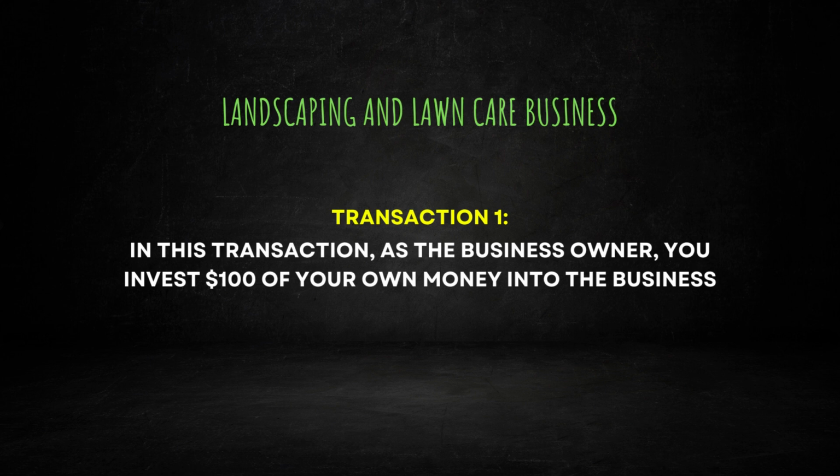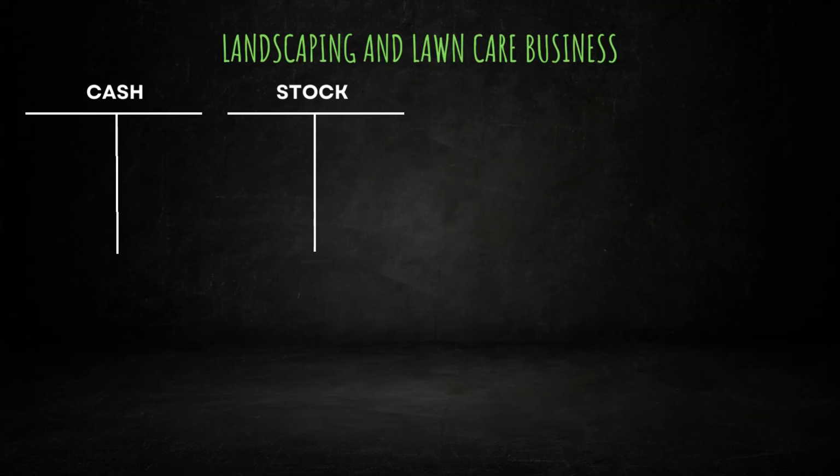As a result, the business issues you $100 worth of stock. This transaction impacts both the cash and stock accounts. To accurately record and track this transaction, T accounts are utilized for both accounts. The cash account will show a debit of $100 on the left side, representing the increase in cash, while the stock account will display a credit of $100 on the right side, indicating the increase in stock value.